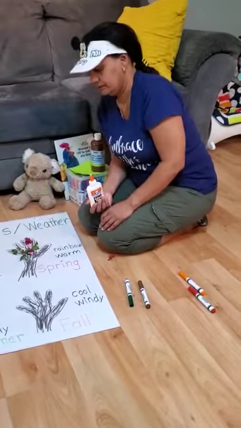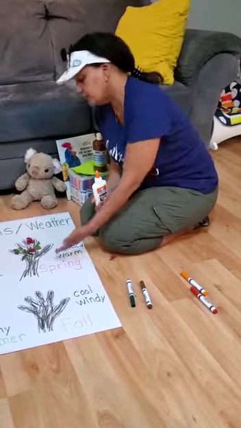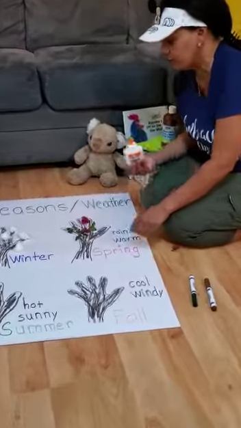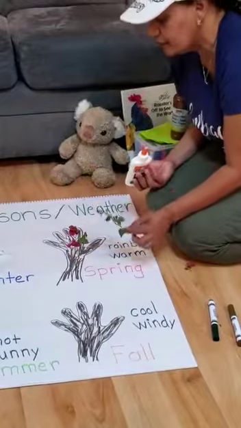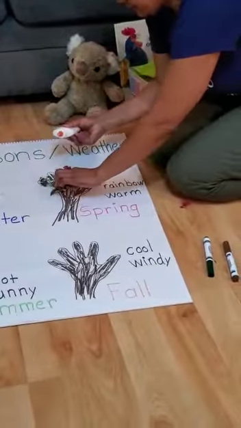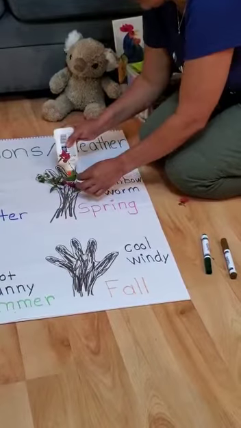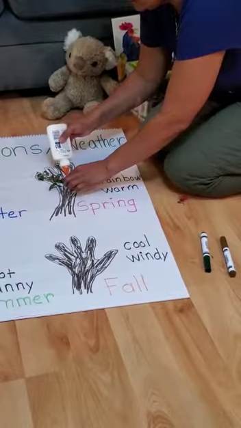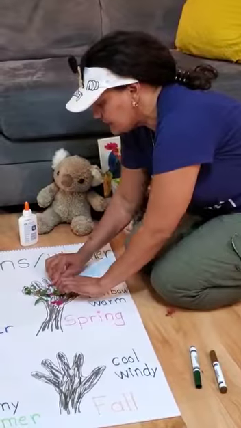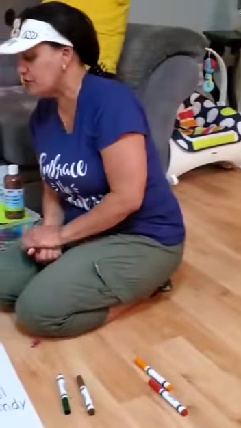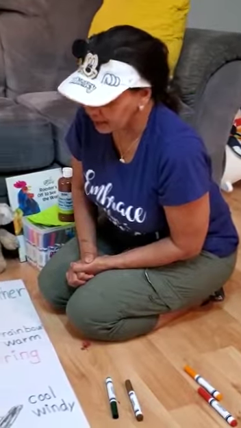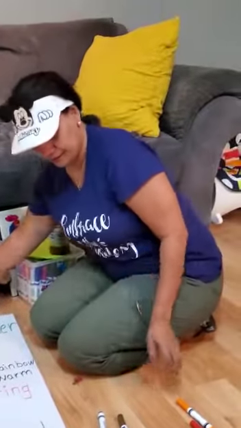How's the weather? So the weather is warm, right? It's not cold, it's not hot, but it's warm. And so you can decorate your tree for spring by putting flowers, right? A little bit of flowers, because during springtime there's not that many flowers. They just started blooming.